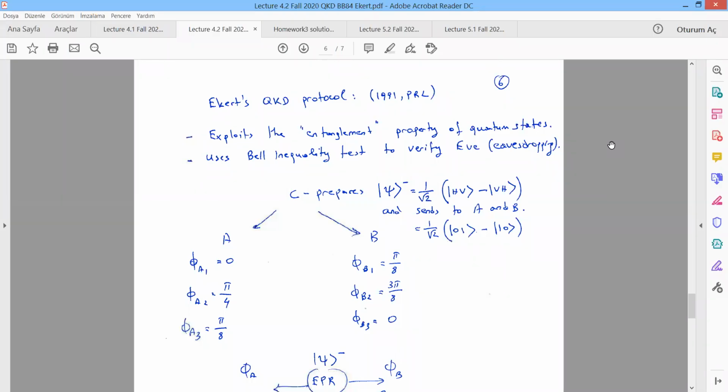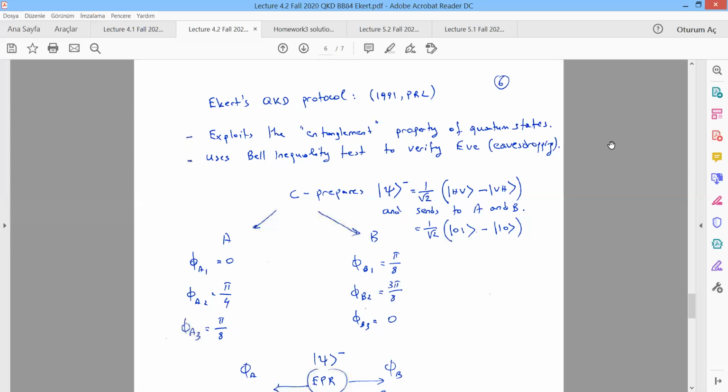As we have seen, the BB84 protocol exploits the superposition property of quantum mechanics, and also the uncertainty in measurement. If you use different orthonormal bases, you always have uncertainty in measuring the state of the qubit. So these properties were exploited.